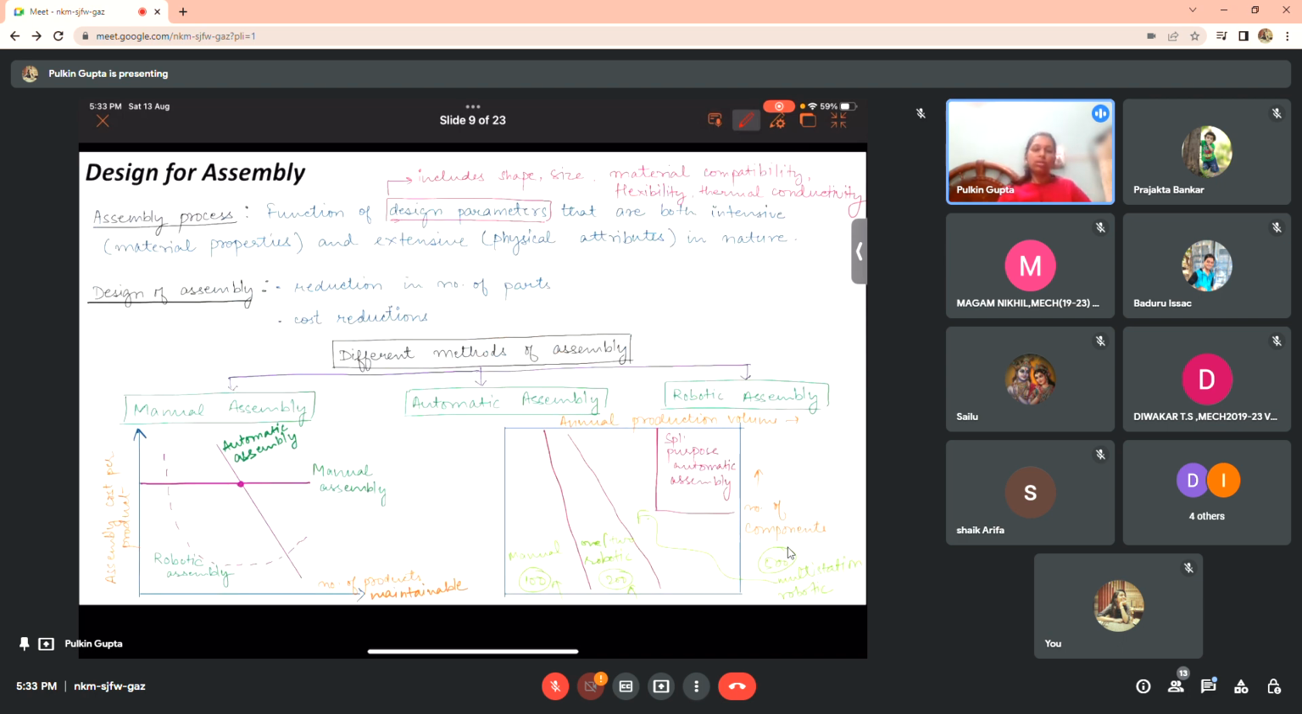Now we next go to design for assembly. What is an assembly process? It is basically a function of design parameters that are both intensive, that is, they deal with the material properties, and extensive, that is, they deal with the physical properties in nature. Physical properties can be the geometry, the tolerances, surface finish, etc.